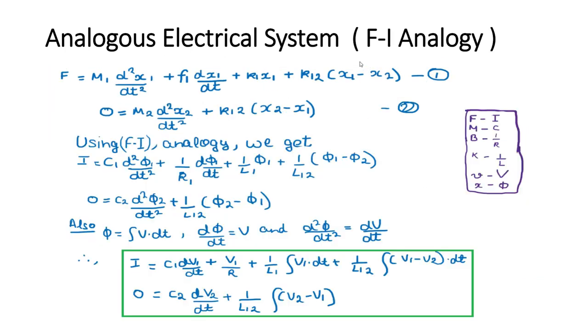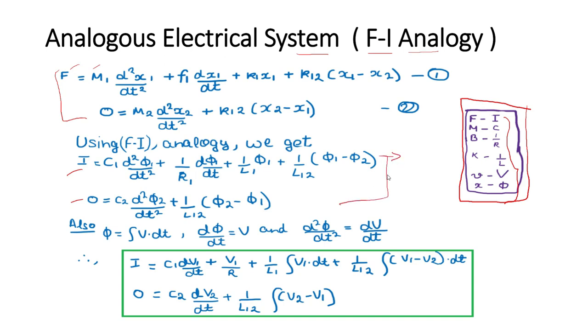And now we will draw the analogous electrical system using the FI analogy. So here again I have drawn this chart for writing things easily. You can also do it like this. So these were the two equations, and now we will replace all the mechanical terms by their equivalent electrical terms from here. So we will get these two equations, and now you can see that these two equations contain the term phi. But for drawing the electrical equivalent diagram or circuit, we need voltage, not phi. Therefore, we will replace this phi by voltage using this.